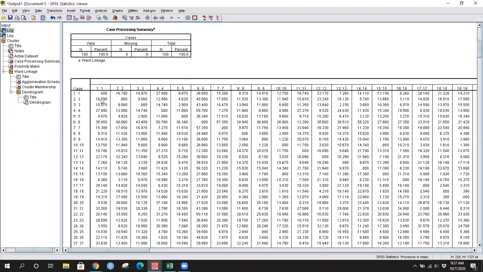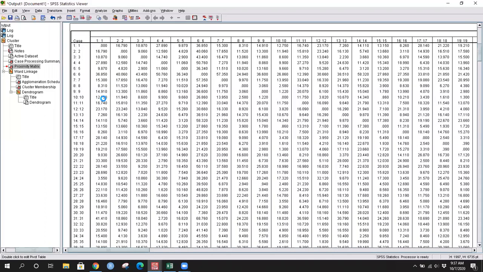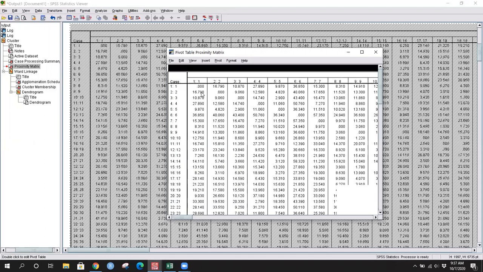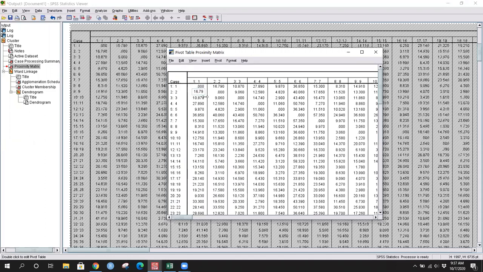So looking at this particular row, I'll click on this. You see 16.79, 0, 9.060, 12. You see that 4 is a relatively smaller number compared to at least all these. That means the second person and the fifth person are very similar to each other. So there is a high tendency that these two people become a part of one cluster. Likewise, you can do it for literally the entire matrix.